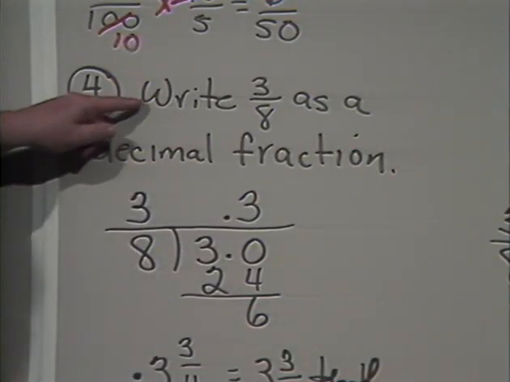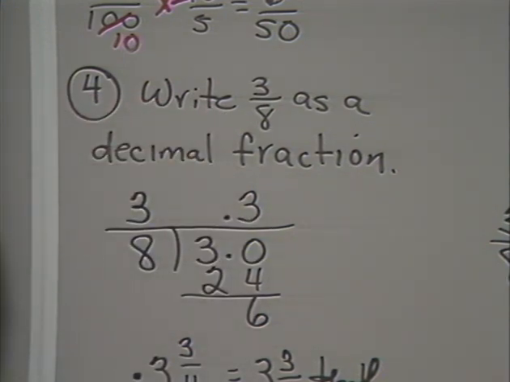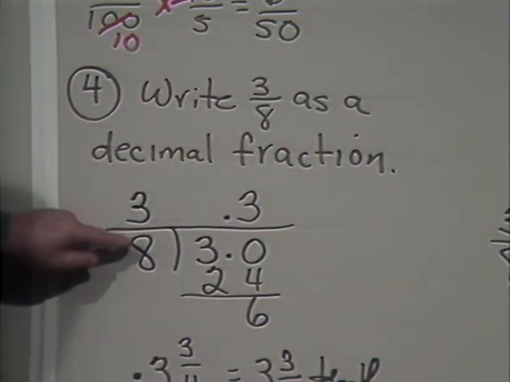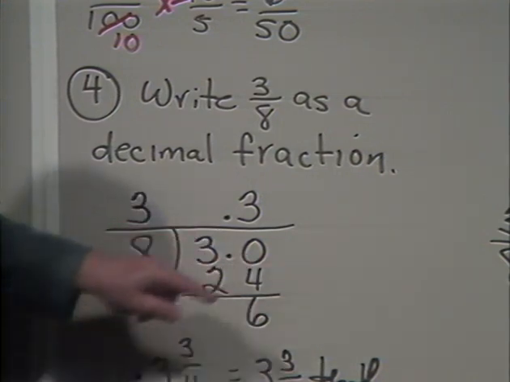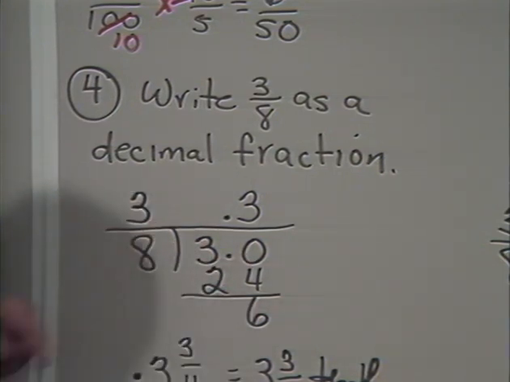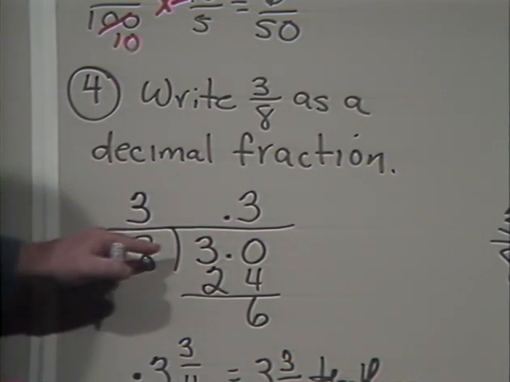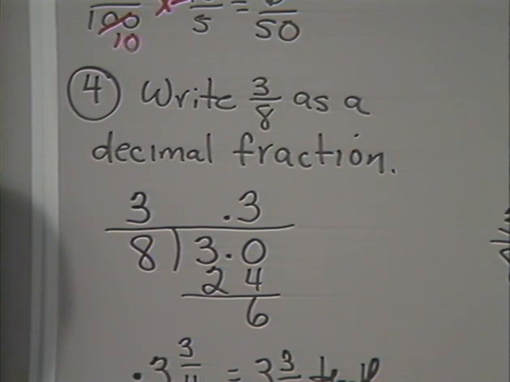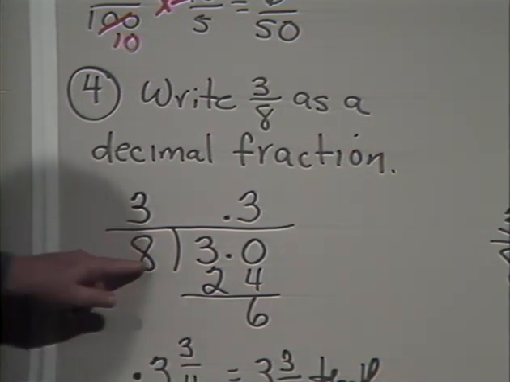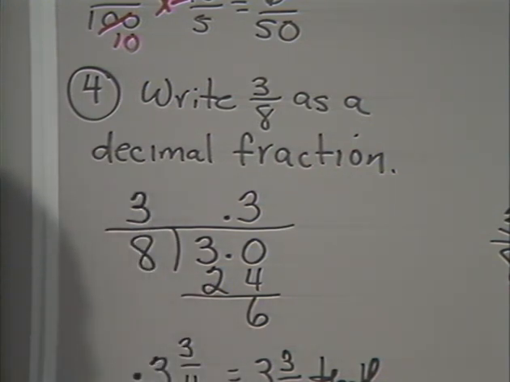So suppose the problem said, write 3/8 as a decimal fraction. 3/8 is 3 over 8, so we divide. See, remember what we do? We swing the 3 down. Obviously, 8 doesn't go into 3, so we make a decimal point, annex a 0, then we say what? 8 goes into 30 3 times. 3 times 8 is 24. 24 from 30 is 6.